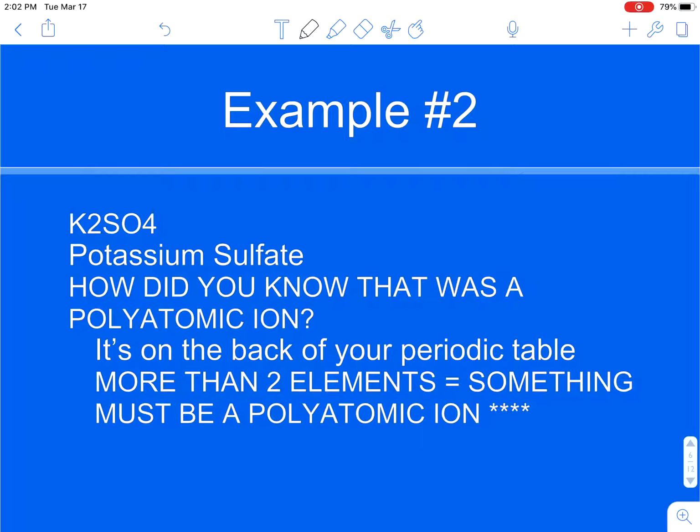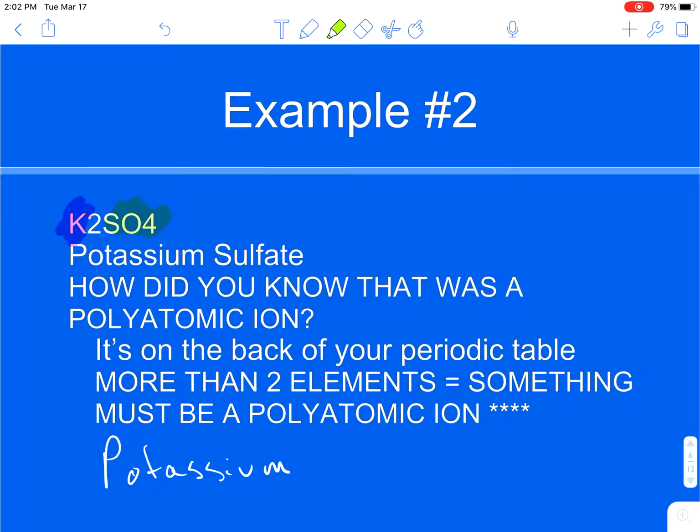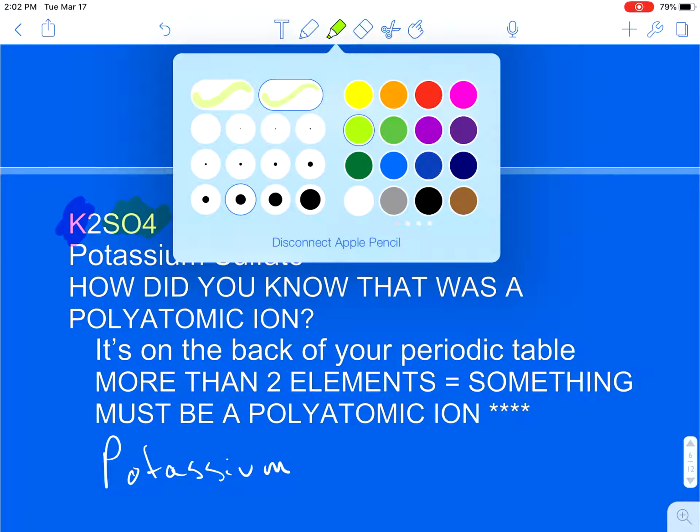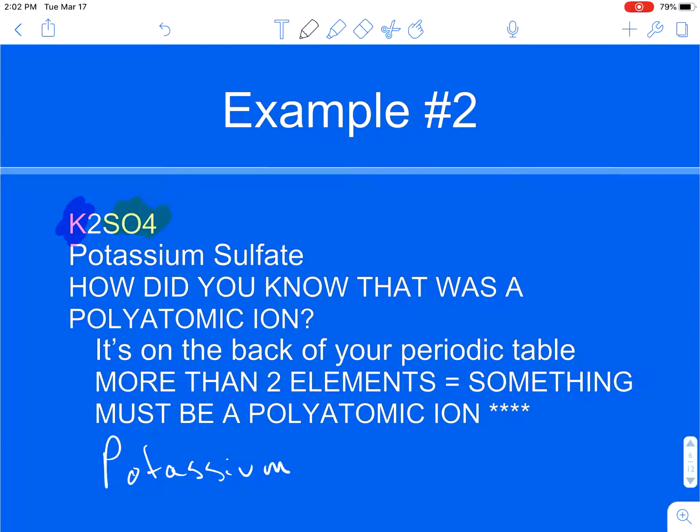All right, in this next one, in example 2, your first element here is the K, right? So K tells us it is potassium. Now, in the other case, we saw that there was just one element following, but in this case, we have a sulfur and 4 oxygens, SO4. Now, there isn't a good way to say, hey, just look for this. If you see more than one element, just go to the back of the periodic table. Chances are it's a polyatomic, and you're going to have to find its name.